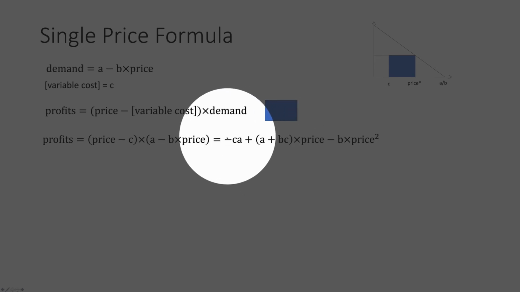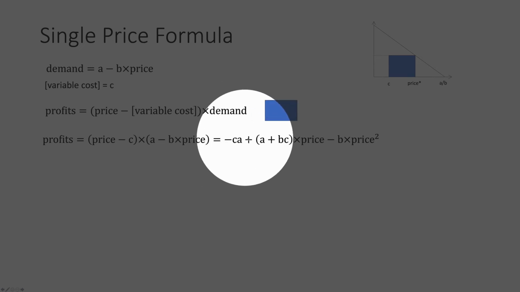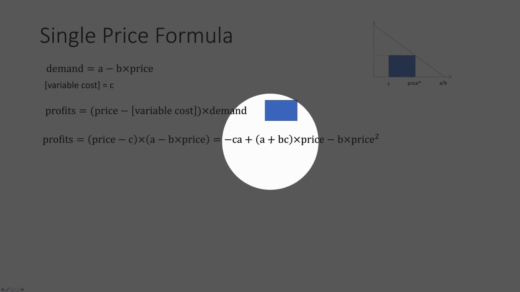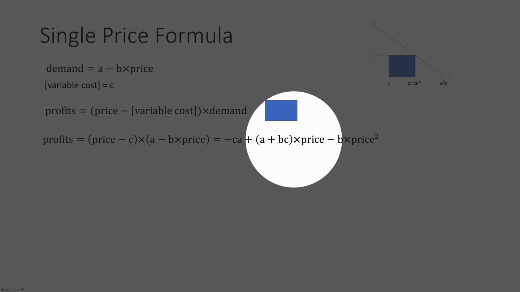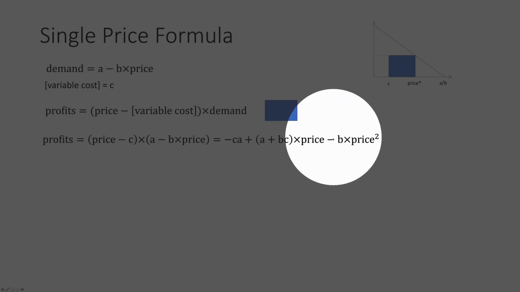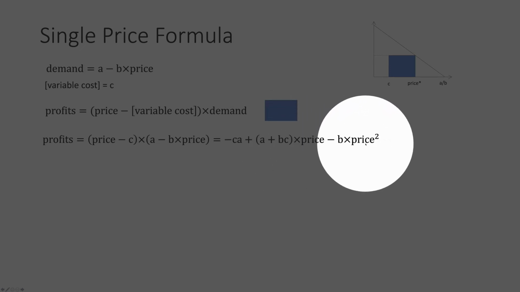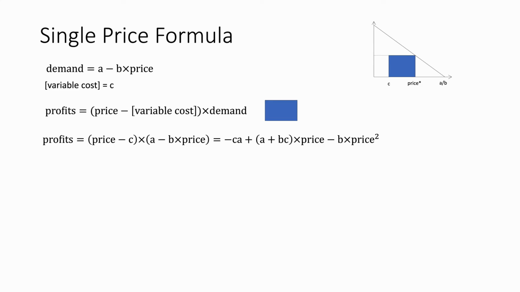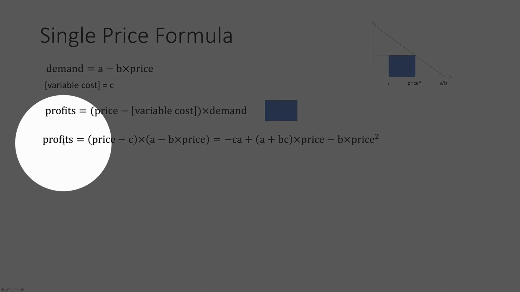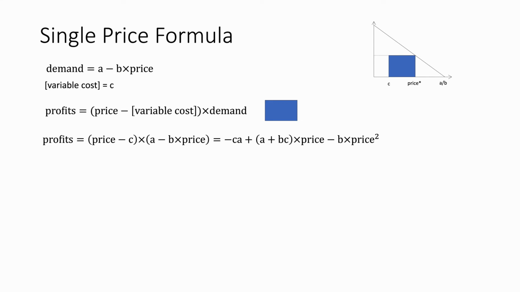You have negative C times A plus B times C, and that number times price, and minus B times price squared. Keep in mind that A, B, and C here are simply numbers. These letters are here for convenience of calculation. So this calculation established the relationship between price and profit. This is a quadratic function, if you may recall. So the relationship between price and profits is an inverted U.